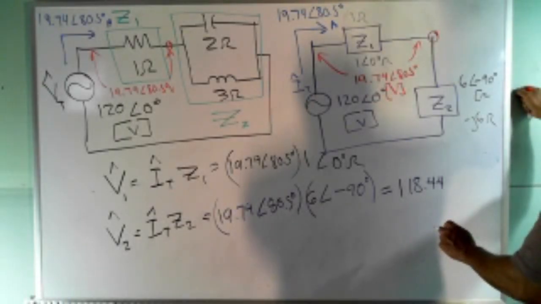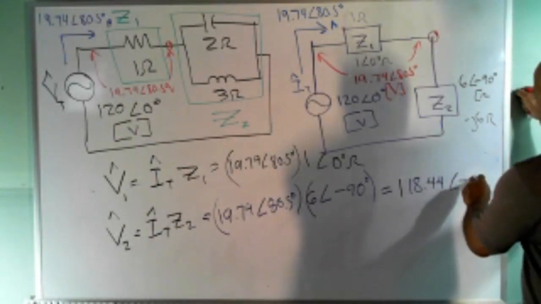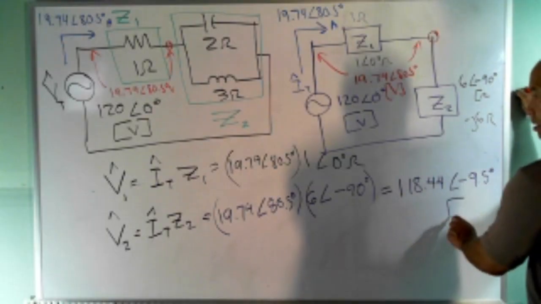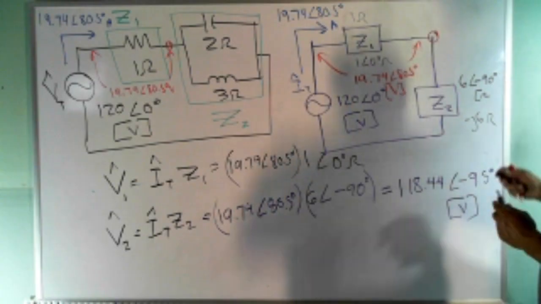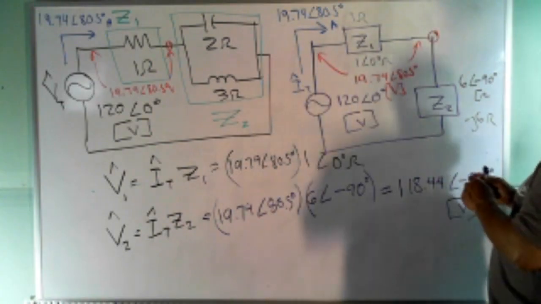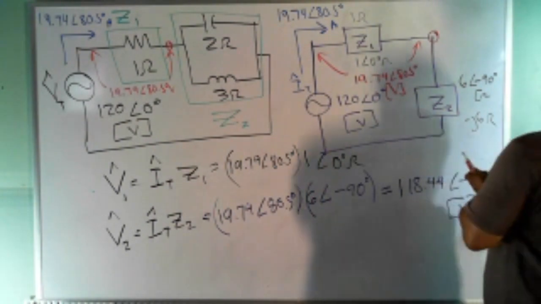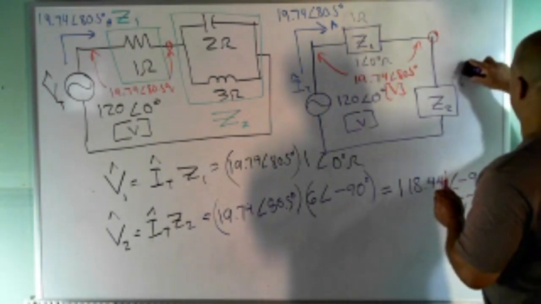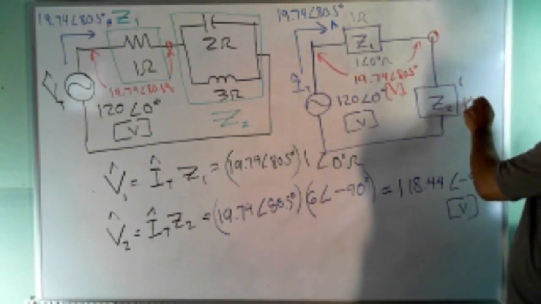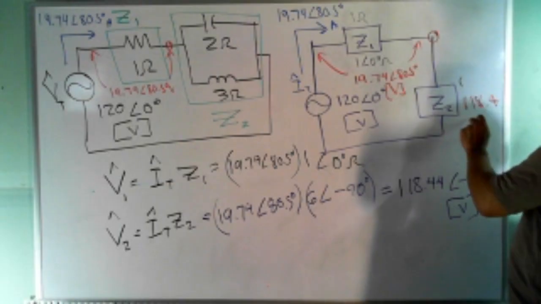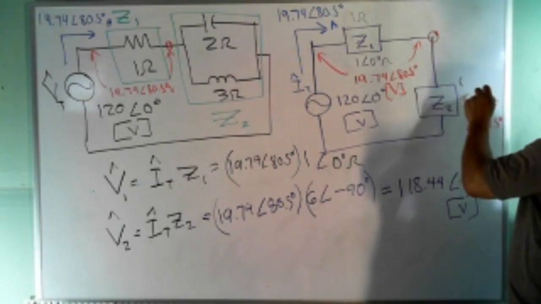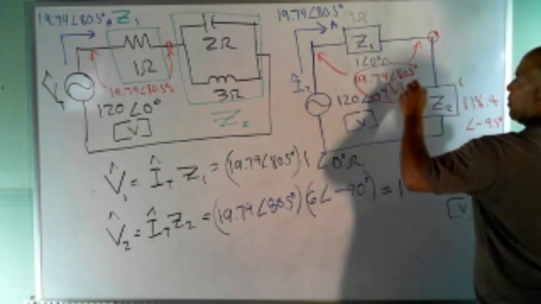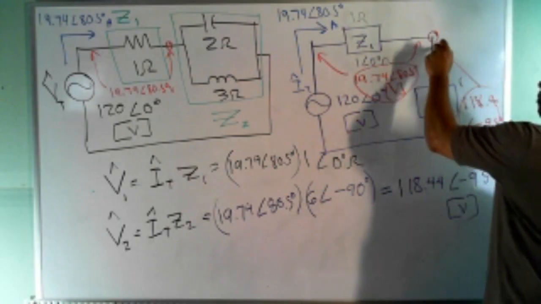At 118.44. Okay, and what is that? Minus, now, is that minus 9.5 degrees? Okay, so that voltage, I can write that as, let me make some room, 118.4 angle minus 9.5 degrees. So here's this voltage from that point to that point.